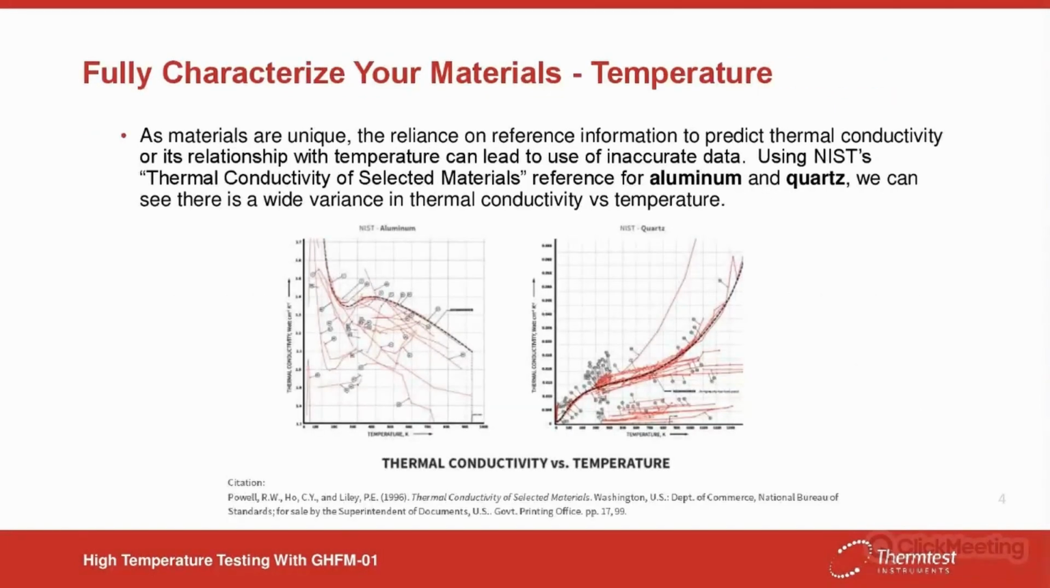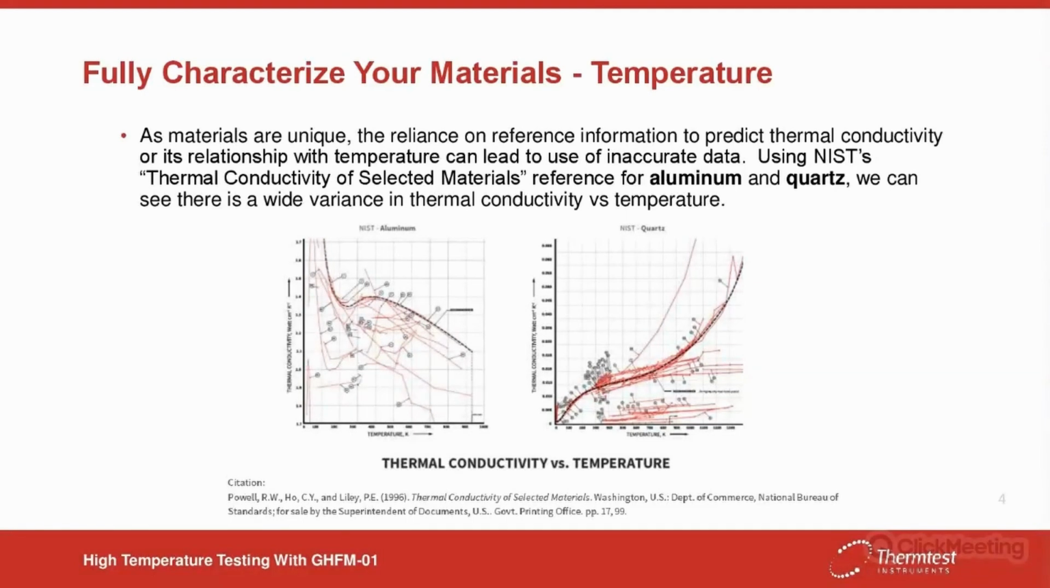Materials from different sources have a varying degree of thermal conductivity based off of when they were made, where they were made. So this is an example of two materials that are considered well understood or well known, they being aluminum and quartz. Here we have two graphs showing the change in thermal conductivity for each.